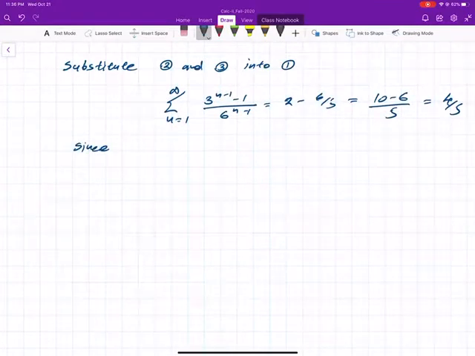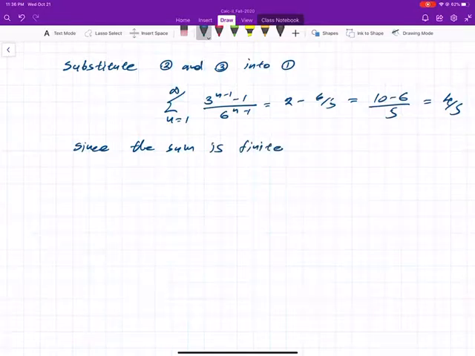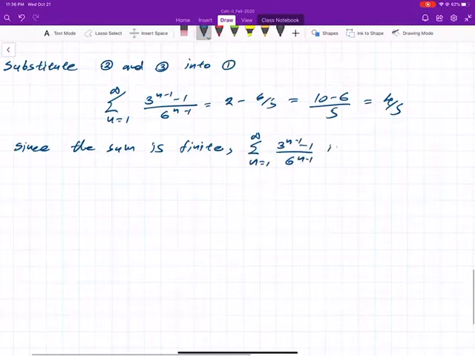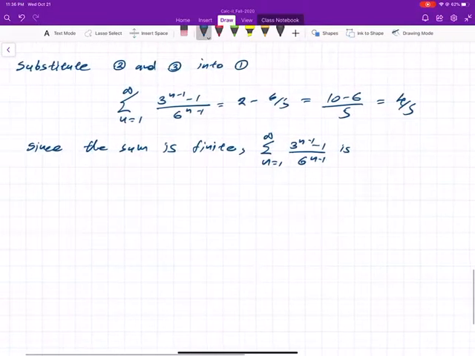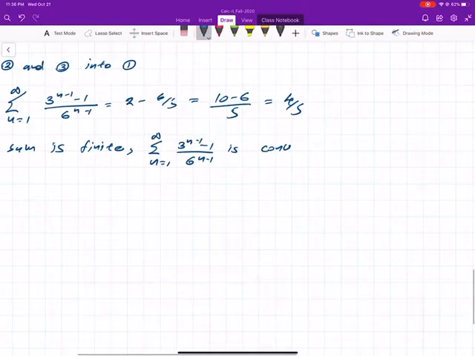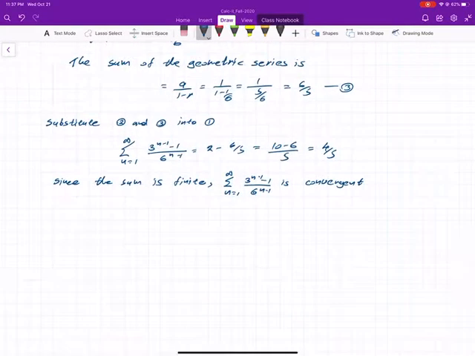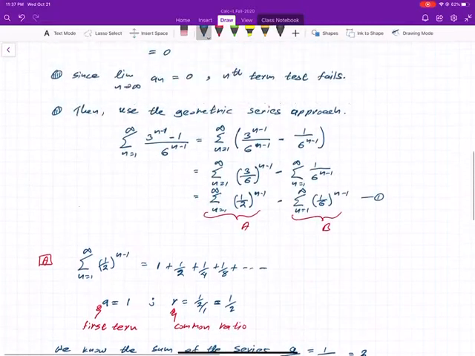Since the sum is finite, the given series, n goes from 1 to infinity, 3 to the power n minus 1 over 6 to the power n minus 1, is convergent. Okay, this is convergent.